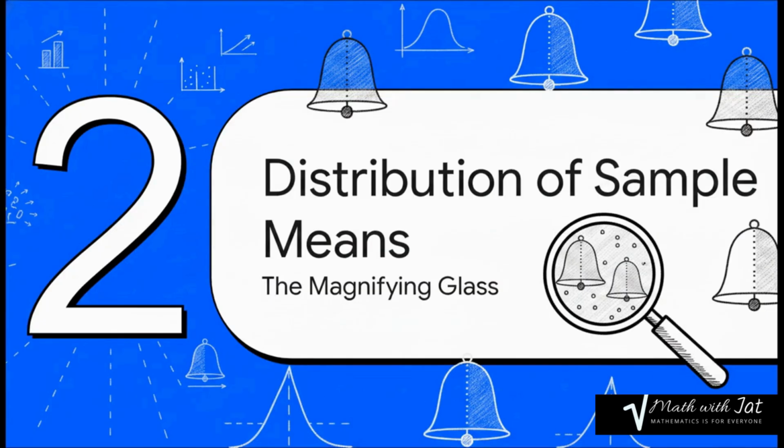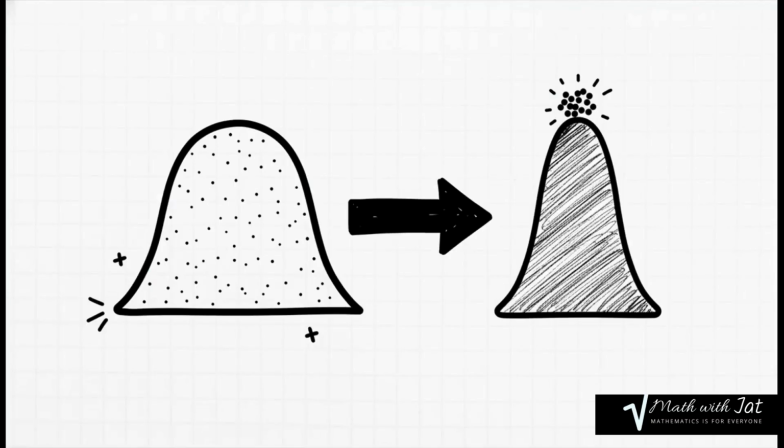Section 2. The distribution of means. Now, before we can officially open our first case file, we need to quickly grab the mathematical magnifying glass we'll be using to examine our evidence. This is known as the distribution of sample means. If you take a random sample of size n from a normally distributed population, the mean of that sample, which we call x bar, is also normally distributed.